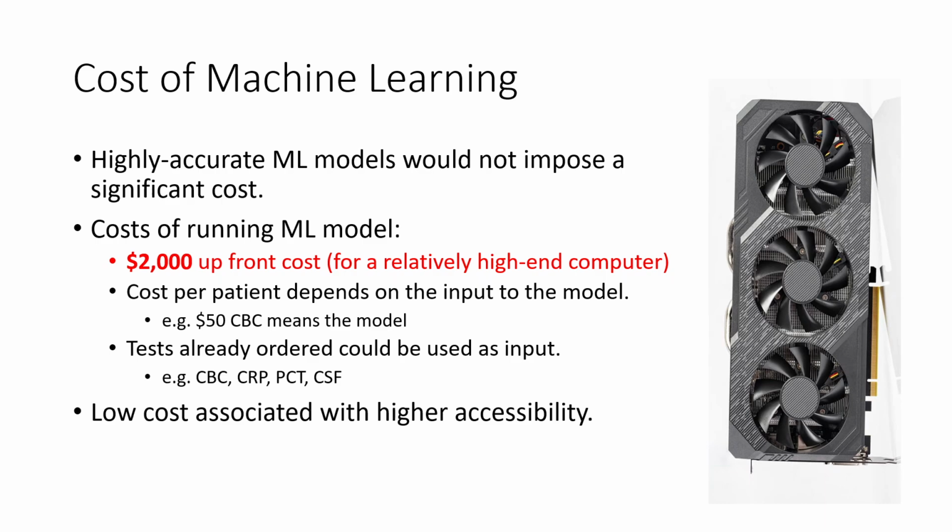Aside from the cost of equipment needed, any additional cost depends entirely on the input of the machine learning algorithm used. For example, if a model requires information from a CBC as input, there would be a $50 cost associated with its use because the CBC costs about $50. However, tests like this are already routinely ordered, so there would not likely be much of an increase in cost if we can use information like this that is readily available.